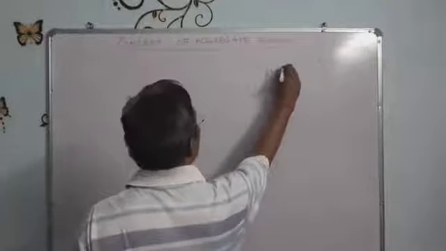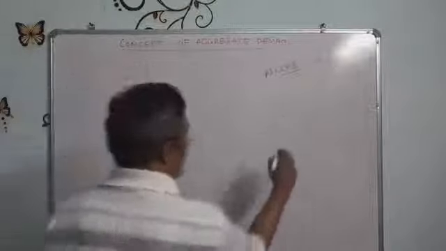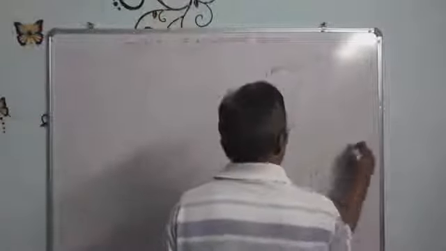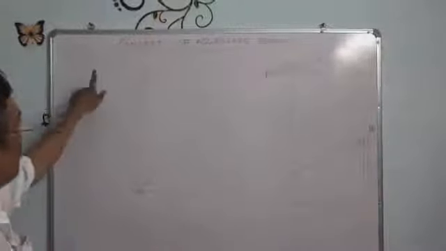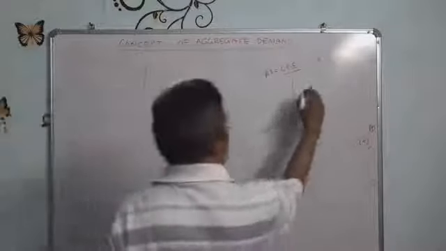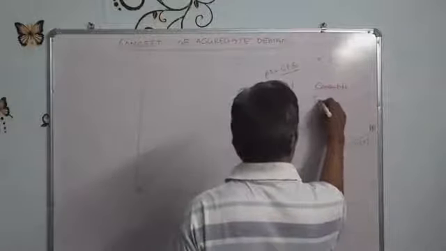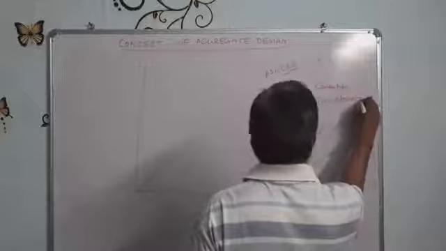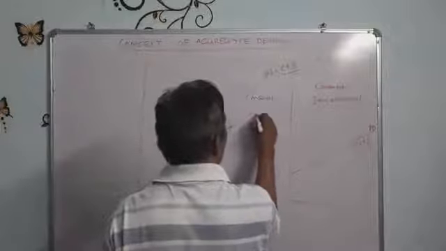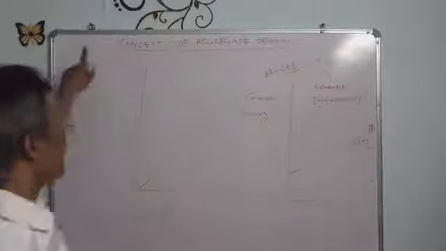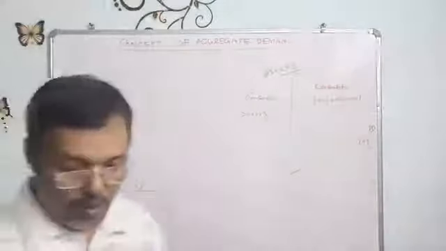This is called the aggregate supply curve, that is consumption plus saving. And this is called the aggregate demand curve, which is consumption plus investment. So, as per Keynes, the components of aggregate demand are consumption and investment. Aggregate supply has two components: one is consumption, another is saving.